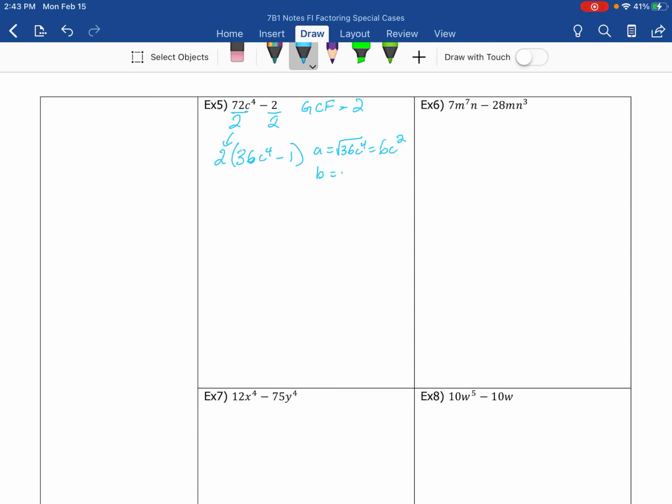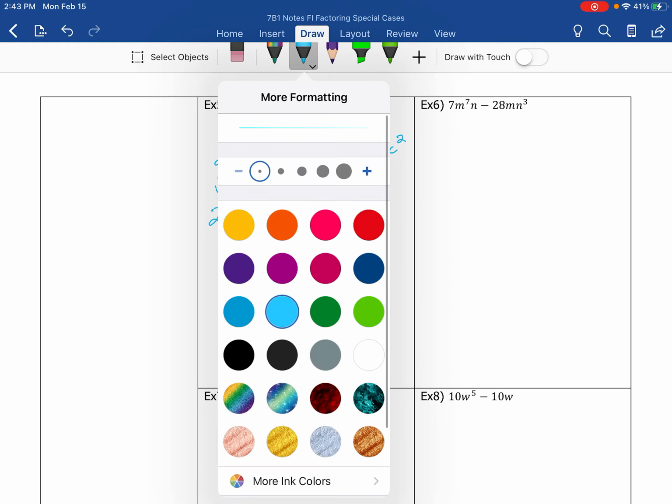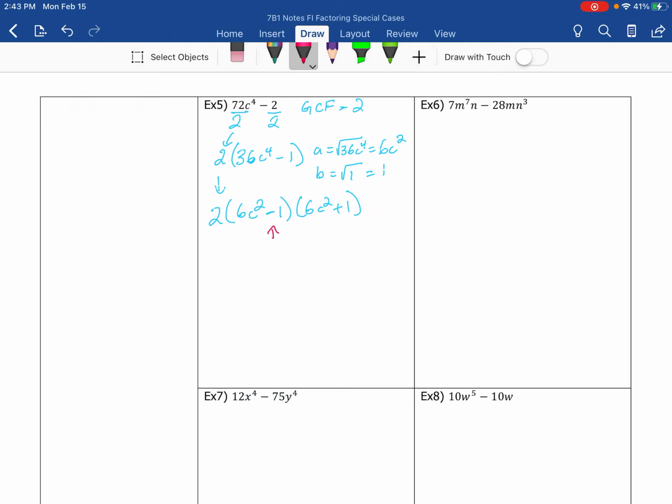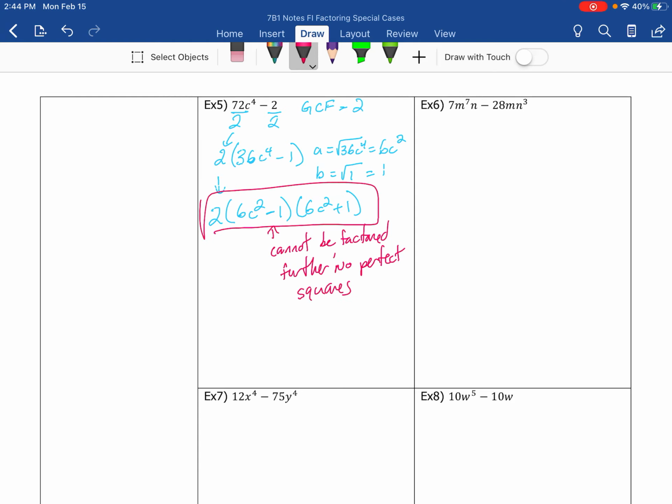I know my a term is going to be the square root of 36c to the 4th, which is 6c squared. And my b term is going to be the square root of 1, which is 1. And so I remember to carry my 2 on the outside. I know it's going to be 6c squared minus 1 times 6c squared plus 1. And here's something that's notable for this. You're done because it cannot be factored further. No perfect squares. And so there we go.